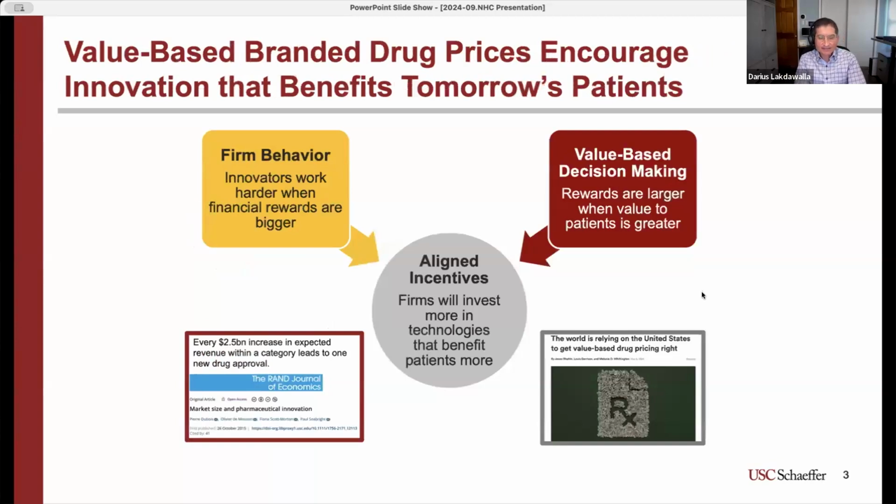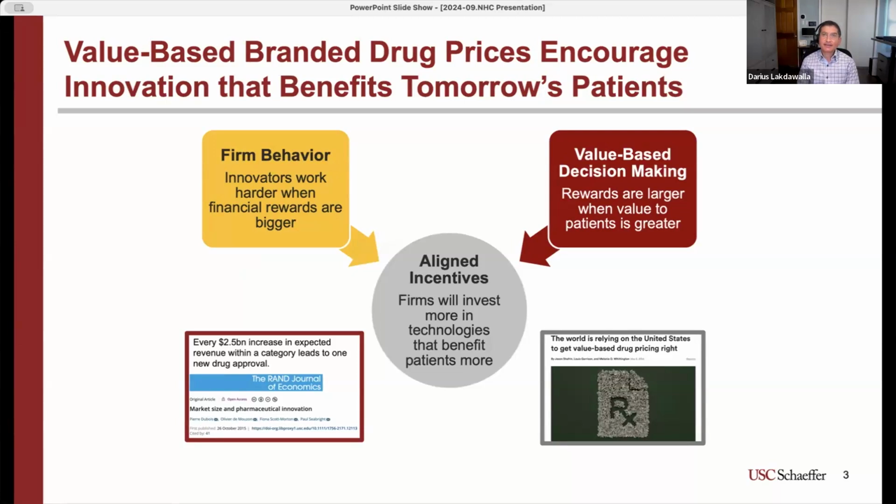To understand this, I want to point to two different kinds of effects that have been documented in the literature over many decades. The first is that firms all over the economy, and certainly pharmaceutical firms, respond to financial incentives. And in this particular circumstance, the issue is that pharmaceutical innovators work harder on something when their financial rewards are bigger. So that's part number one.